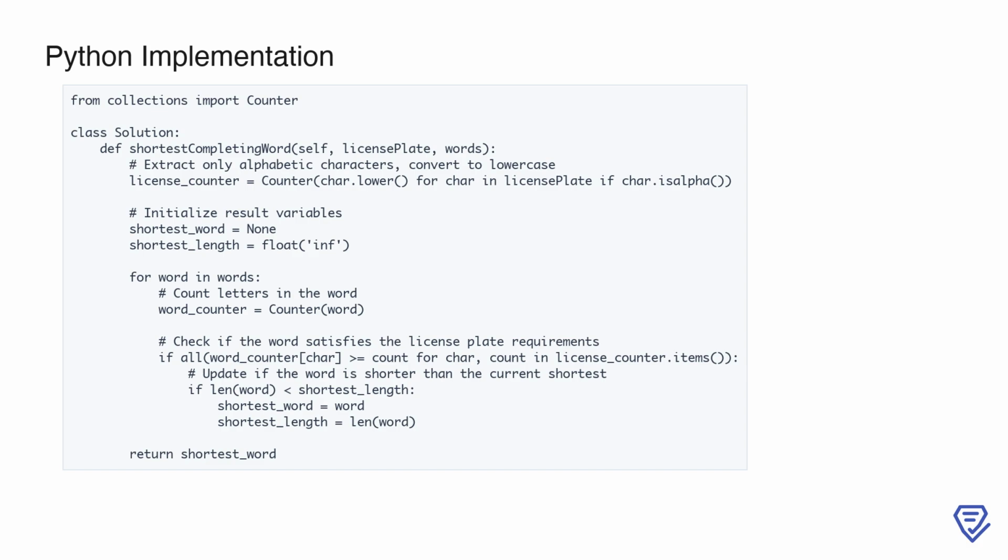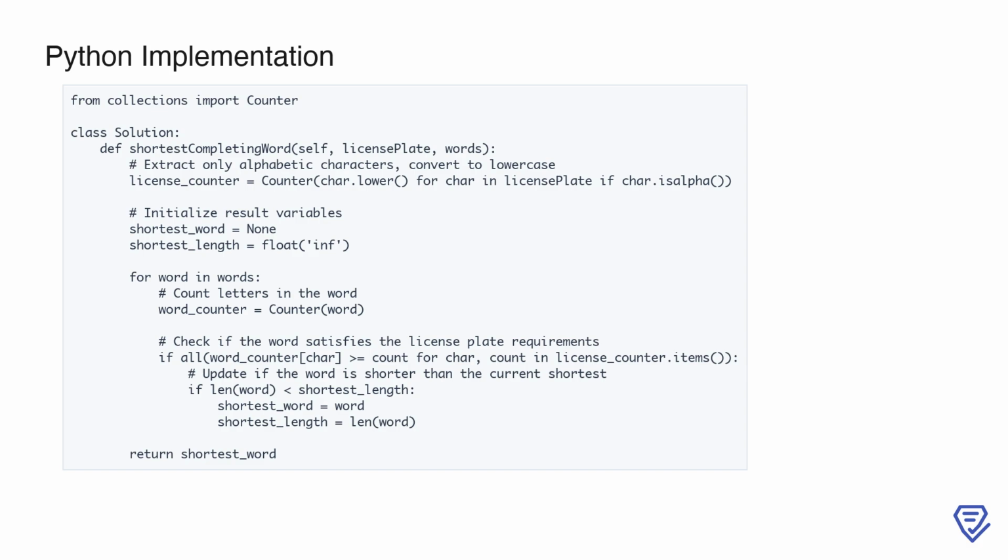The given code solves LeetCode problem 748, shortest completing word. The goal is to find the shortest word from a list that contains all the letters, case insensitive, from the license plate, including their frequencies. First, the Counter class from the collections module is imported to handle frequency counting efficiently. Inside the shortestCompletingWord method, the code extracts all alphabetic characters from the license plate string, converts them to lowercase, and counts their frequencies using Counter. This ensures that we focus only on letters and ignore numbers or special characters.